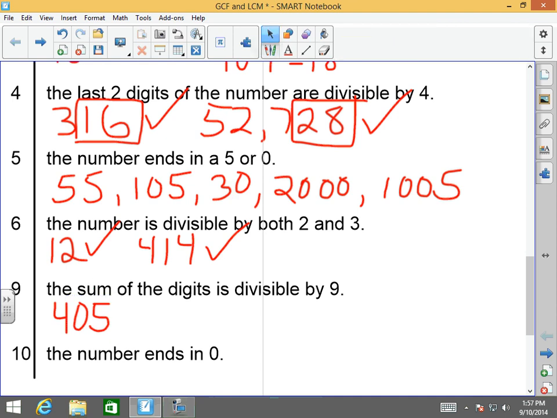Exactly, 9. Is 9 divisible by 9? So it works. What about if I gave you 7-1-2-8? What's 7 plus 1 plus 2 plus 8?